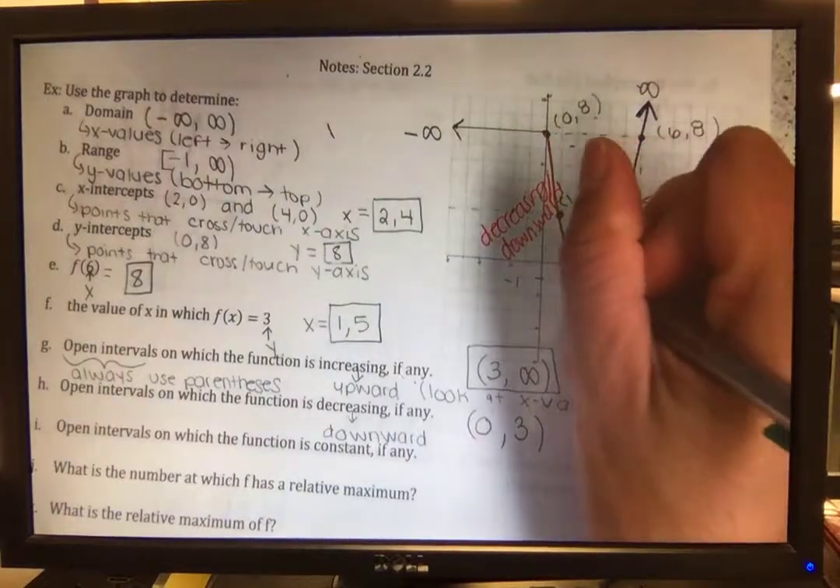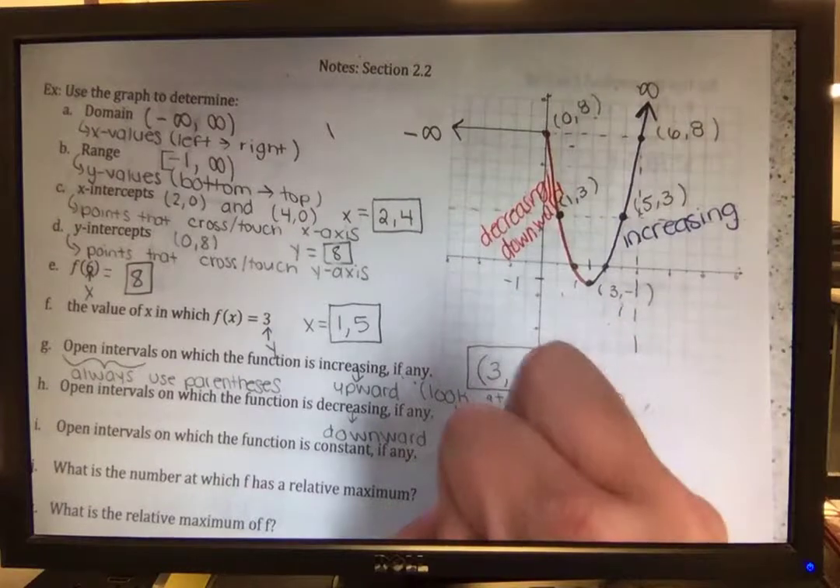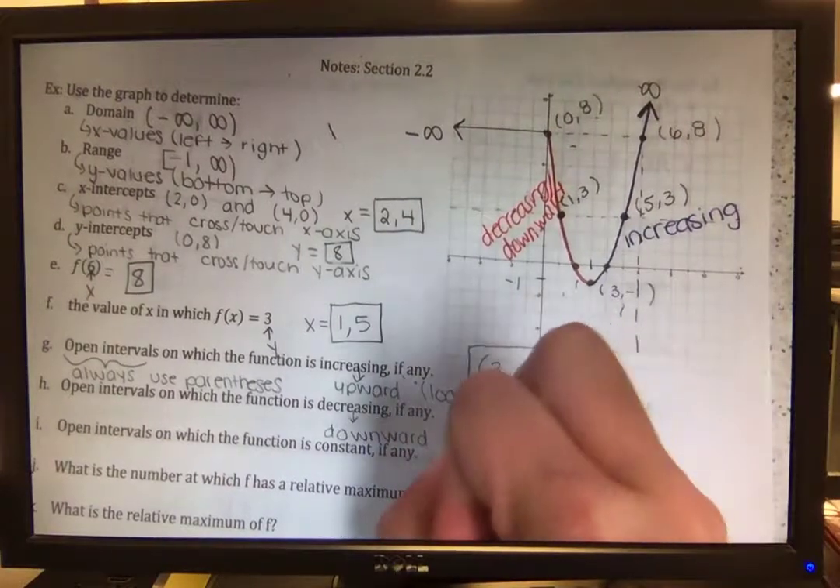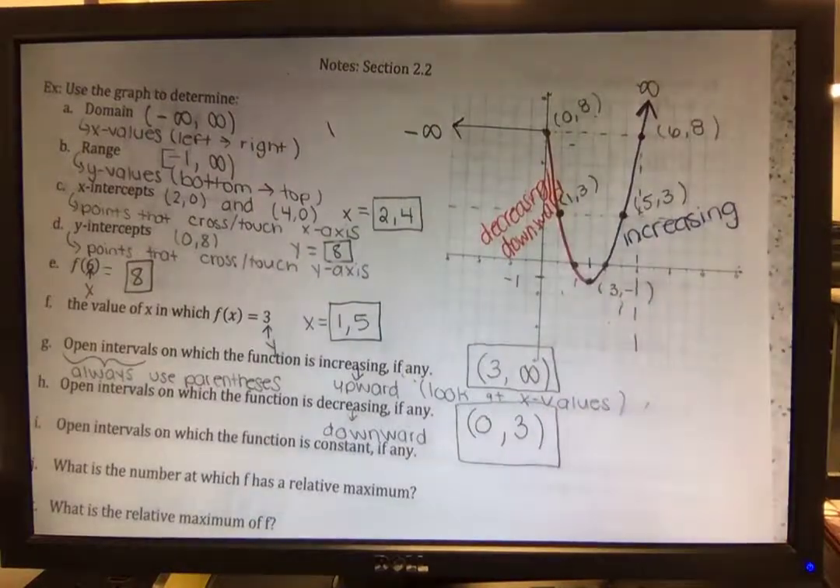Again, at 3, it's going from decreasing to increasing. So that's when it's changing. So I don't want to include that point. To show that it's not included, we're going to use a parenthesis. So it's decreasing from 0 to 3.